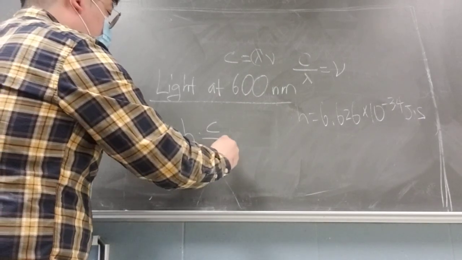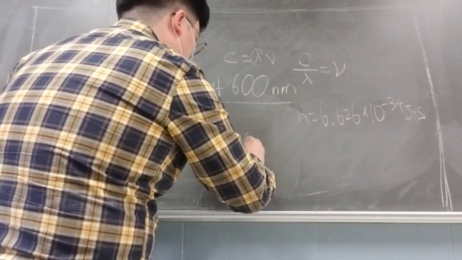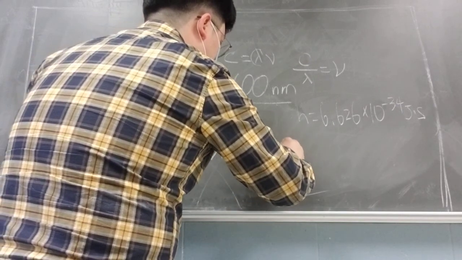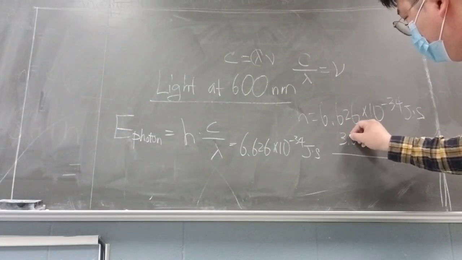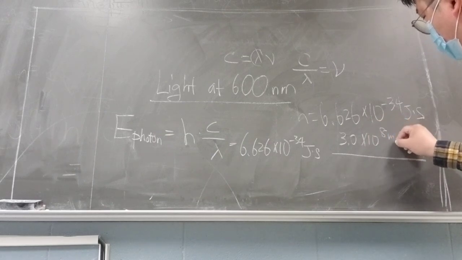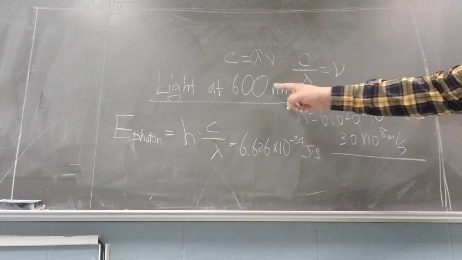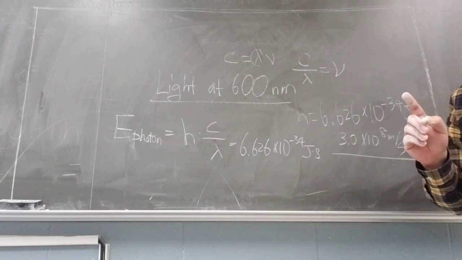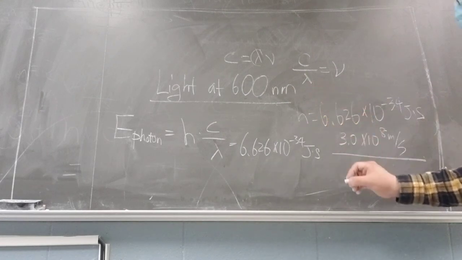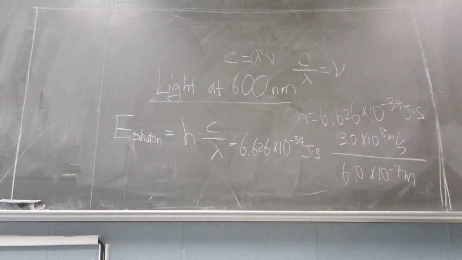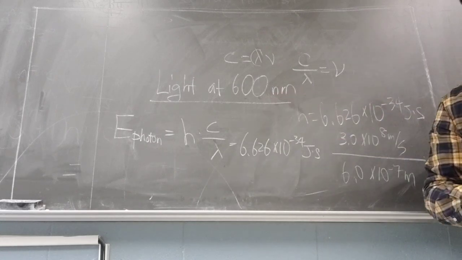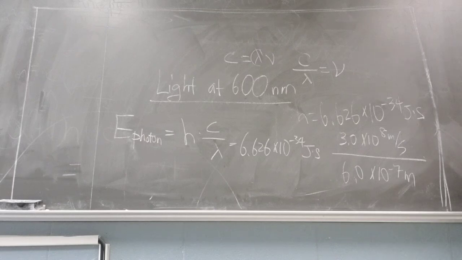So if you write this one here, Planck constant is what? 6.626 times 10 to negative 34 joule times second. Okay. And the speed of light is what? 3.0 times 10 to 8 meter per second. And then the wavelength was 600 nanometer. Okay, so we'll do the unit conversion for this one to meter again. If you do the unit conversion like you did for the previous one, 600 nanometer should be equal to 6.0 times 10 to negative 7 meter.